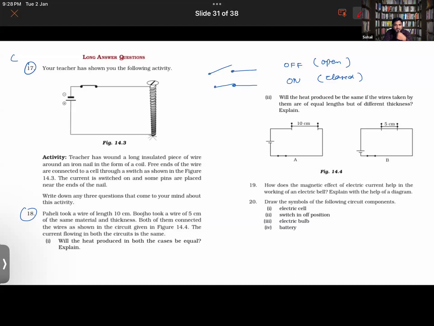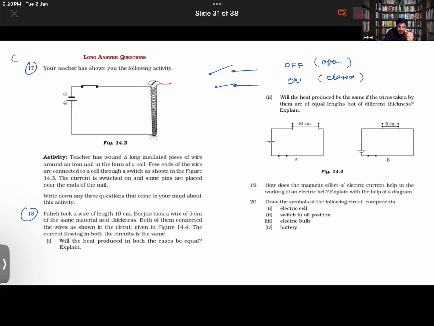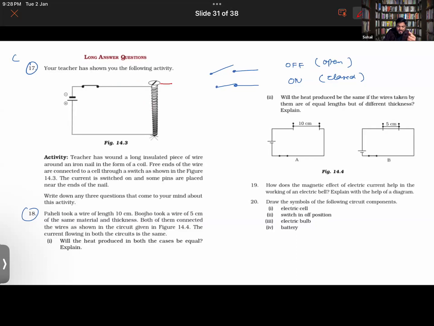What if the coil is thicker? Exactly, we can think of that also. What if this wire is thicker? What will happen in that case? What if you have not taken an iron nail, but instead a piece of plastic, a plastic straw? What will happen? Will the magnetic field still be generated?